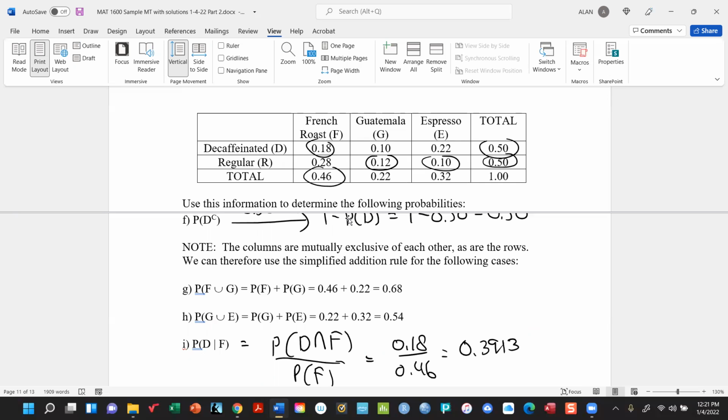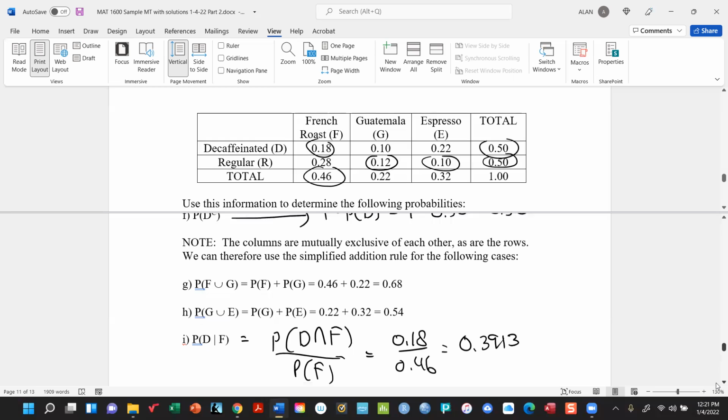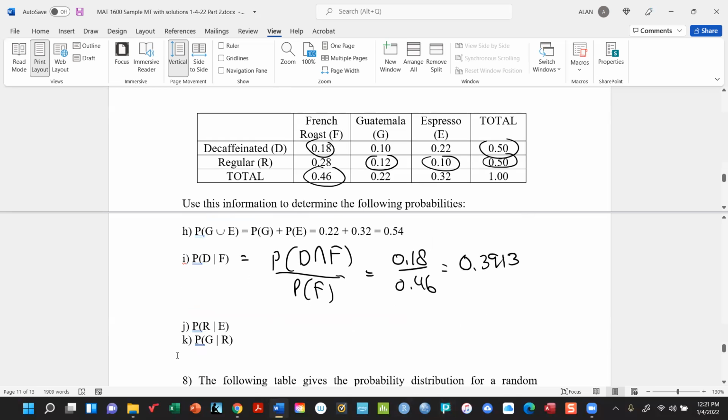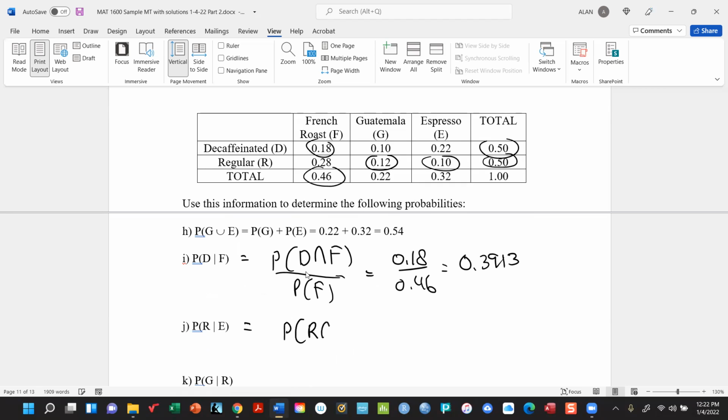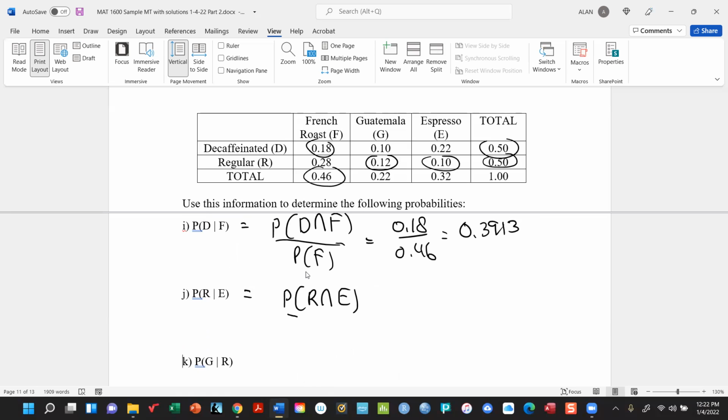All right. Then the next two will be very similar. R given E will, of course, be written out as, in the numerator, the probability that both R and E are true divided by the probability of just E. R and E is regular espresso, 0.10 right here. The total for espresso is 0.32, and this ratio is exactly 0.3125.